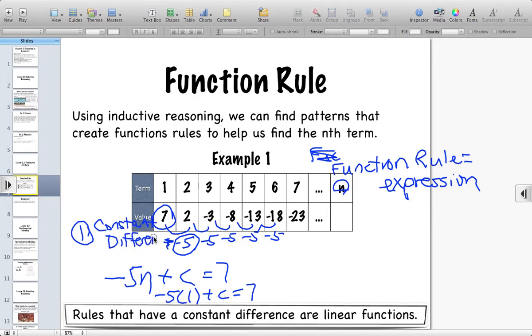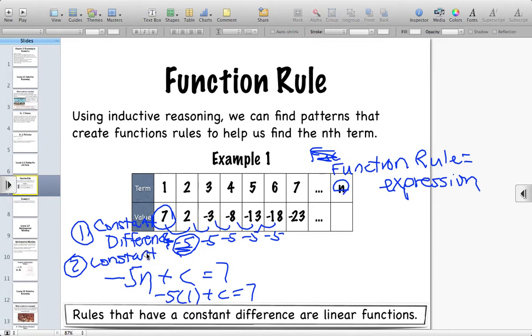And the difference can be positive or negative. If the difference is negative, like in the example, your coefficient's negative. If the difference is positive, then your coefficient's positive. Then we want to find the constant value. This is what we know as normal constants. So regardless of what n is, we're always going to add some constant to it.